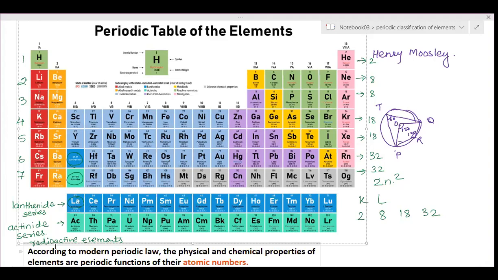Okay. Now here, color coding you can see. There are different colors at different positions. So what does this tell? First we will consider this yellow part, the diagonal. This diagonal separates metals and non-metals.